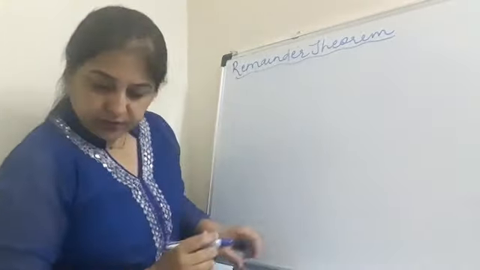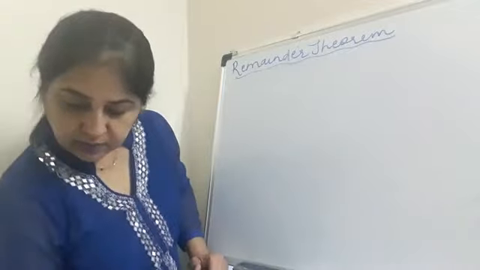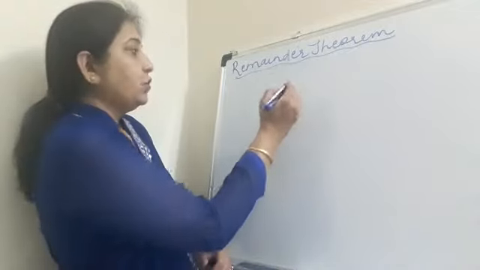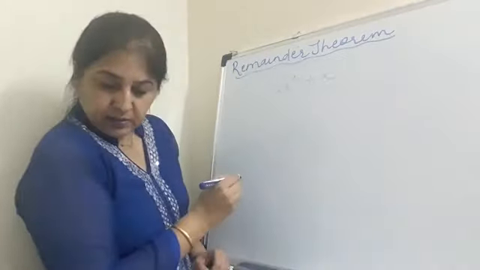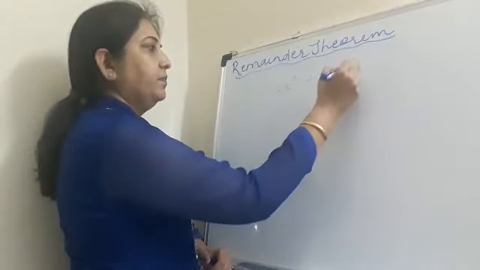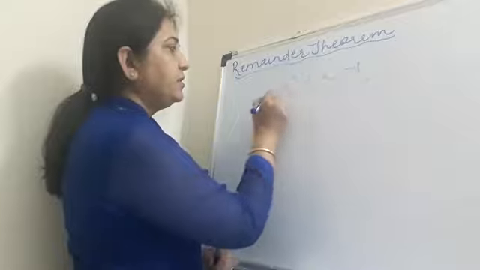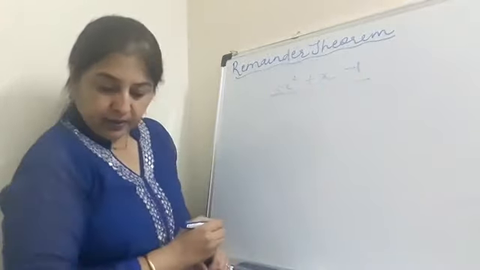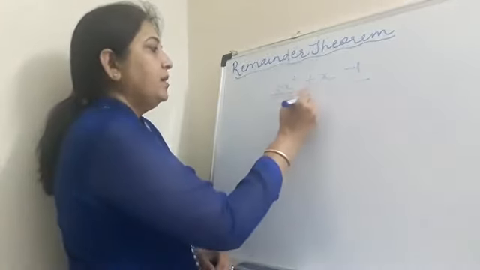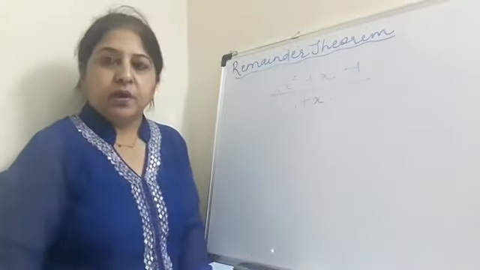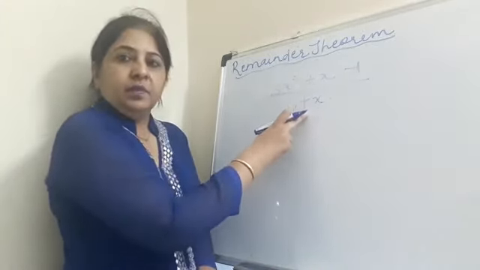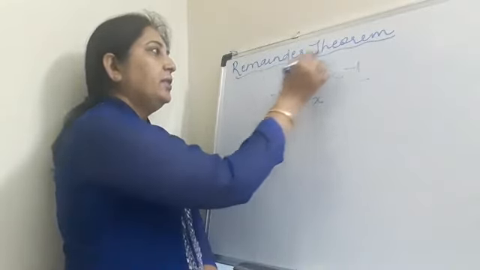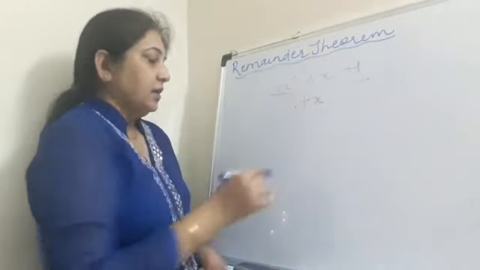Let us take a question: 3x square plus x minus 1, we have to divide it by 1 plus x. Okay, so we are going to divide one polynomial by the other, and this whole process is called the remainder theorem, right?